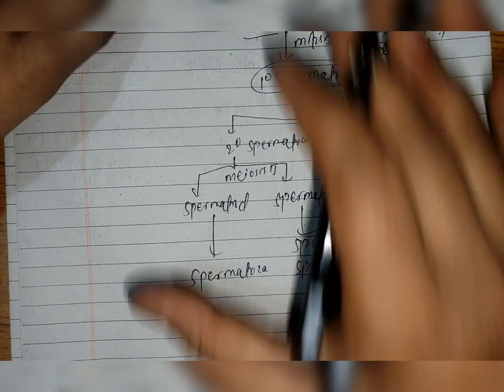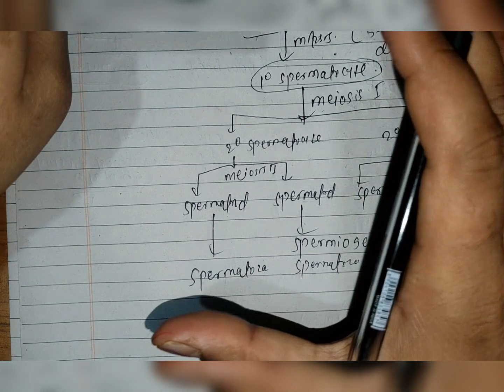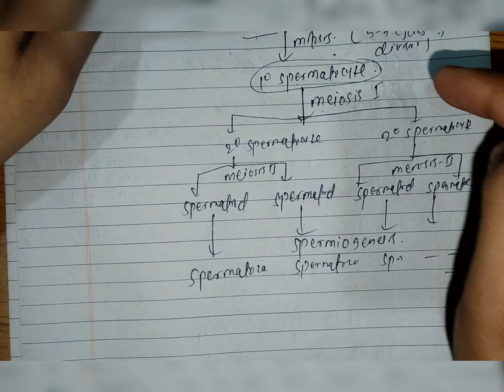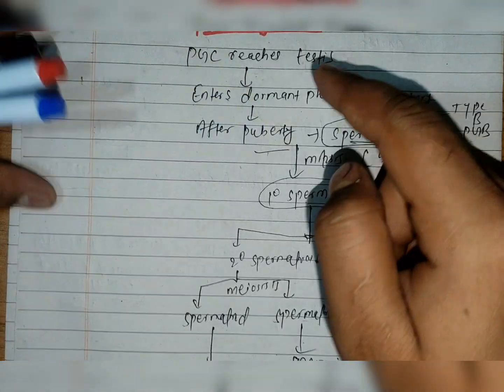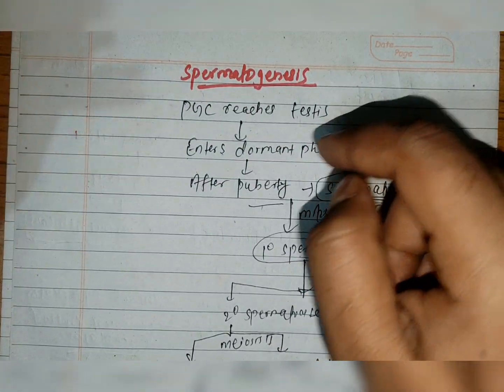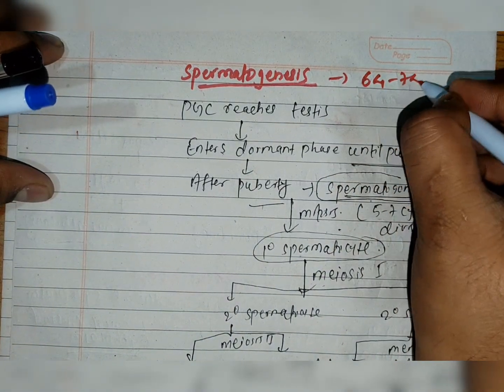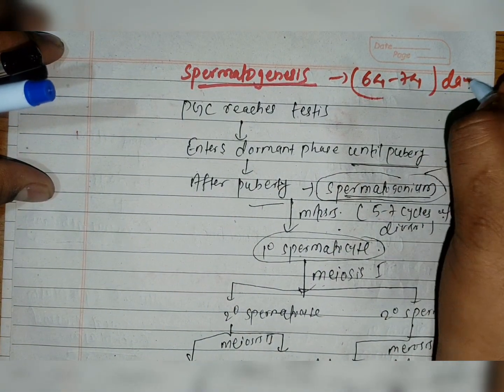Now see, where does this meiosis occur? In the male seminiferous tubules. This whole process of spermatogenesis takes about 64 to 74 days.